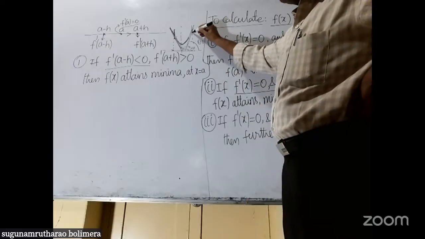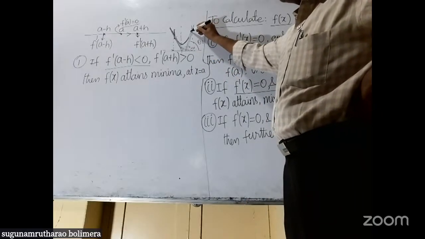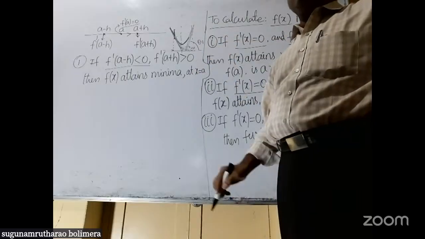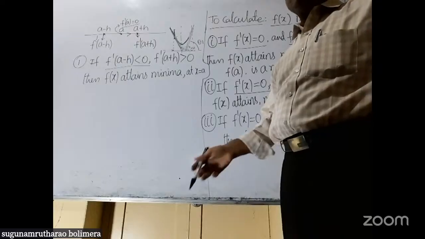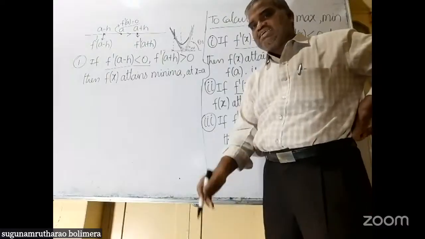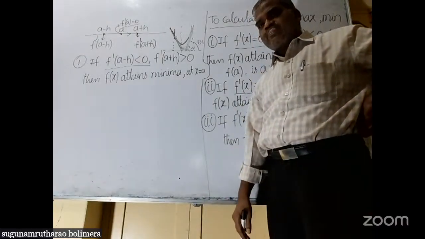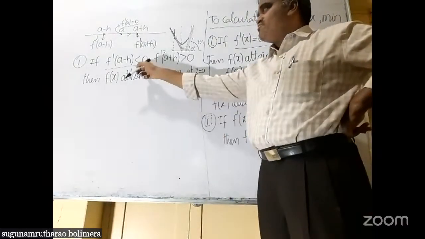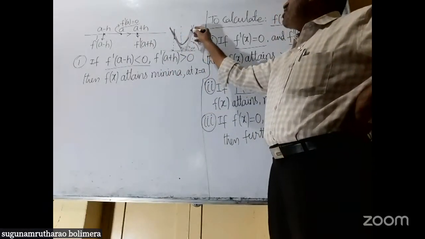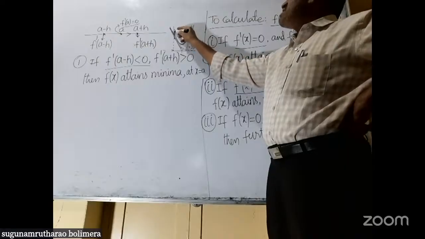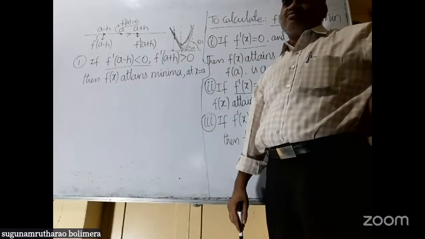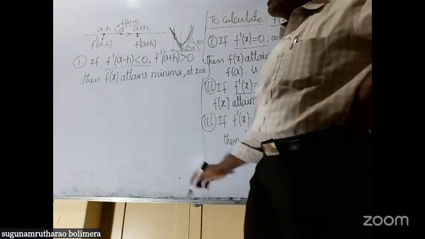And if you draw a tangent at this point, theta 1 is an acute angle, less than 90 degrees. That is in the first quadrant. In the first quadrant, tan theta will be positive. So it is changing from negative to positive. Since it is changing from negative to positive, this has a minima at this point. So this is the reason.